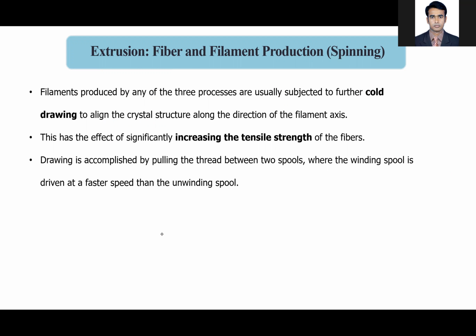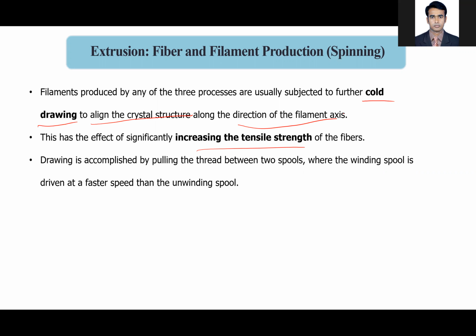And the filament produced by any of the three processes is subjected to further cold drawing. Okay, if you need to enhance the properties of the fiber, like if you want to increase the tensile strength, then you need to realign the crystal structure. Okay, you can do heat treatment, you can do cold rolling of the filaments to increase the tensile strength or any other property that you want to introduce into the fiber.